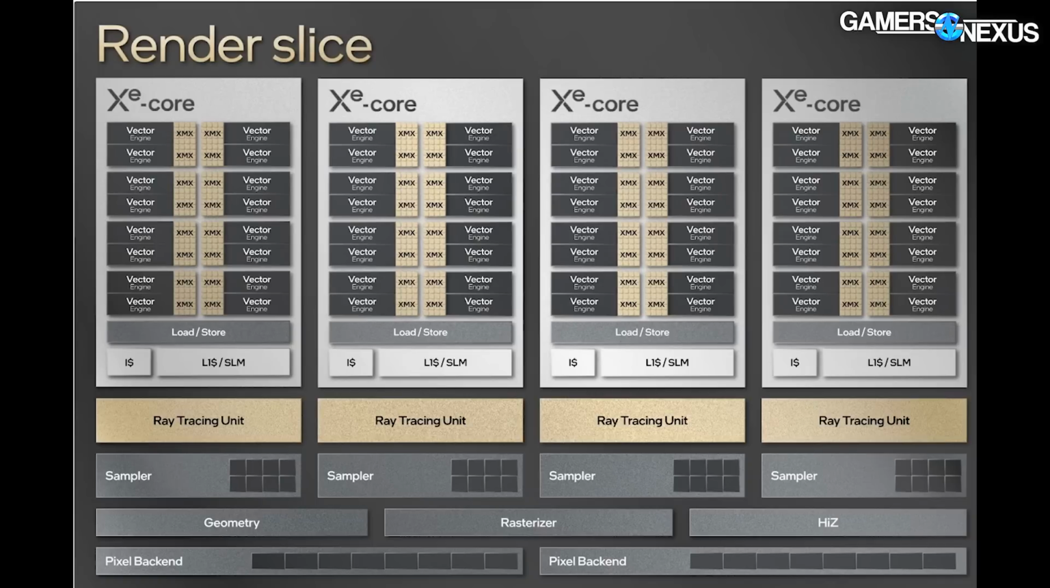This is a render slice from the original Intel Alchemist architecture. Each render slice is pictured as containing 4 Xe core blocks, and each of those itself contains the vector engines. There's also XMX hardware, load and store, and cache hardware. The render slice also contained 4 ray tracing units, samplers, high-Z, geometry, rasterization hardware, and a pixel backend.